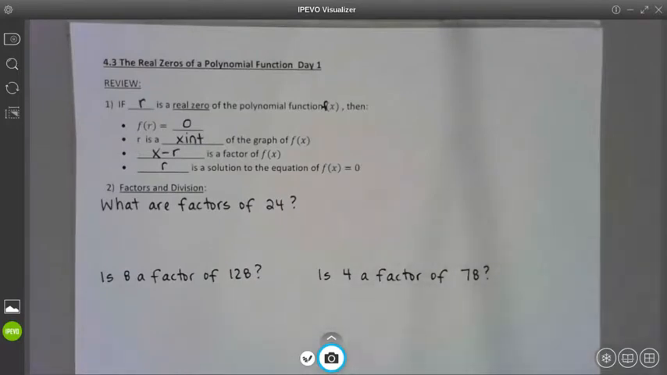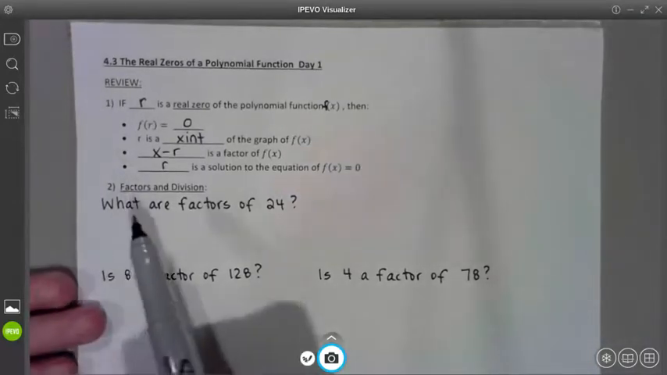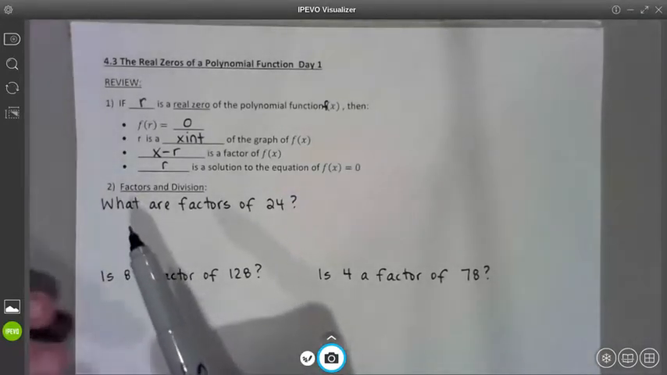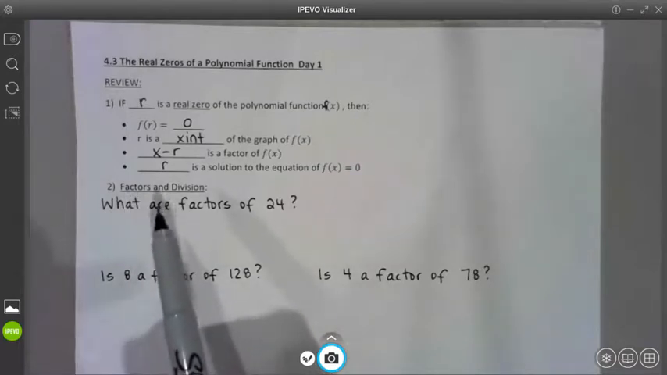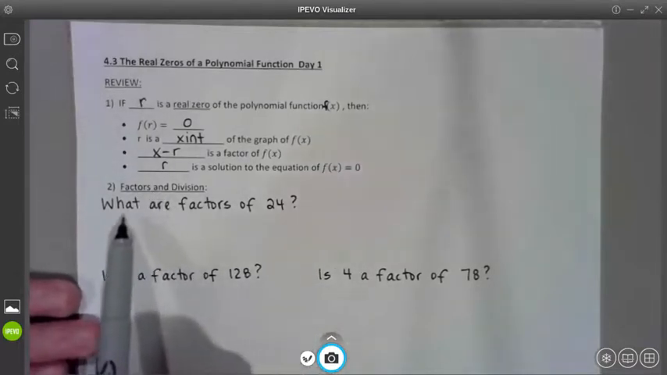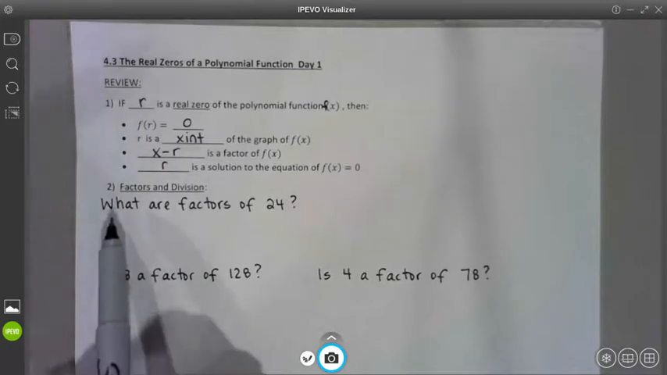All right, well, when we start finding x-intercepts and zeros, it's going to be harder when this degree gets higher and higher. So we have to remember what we know about something being a factor. What are factors and division, and what role are they going to play? Well, think about it. What does it mean to be a factor?